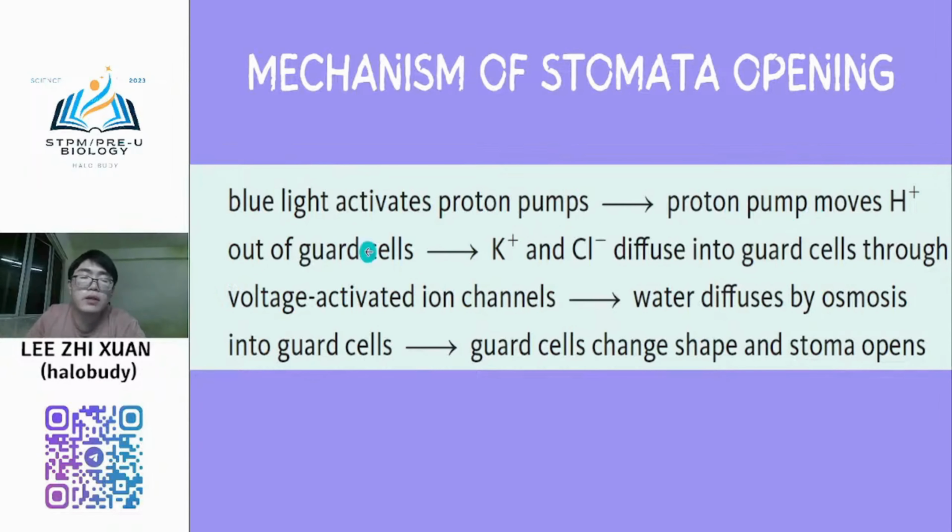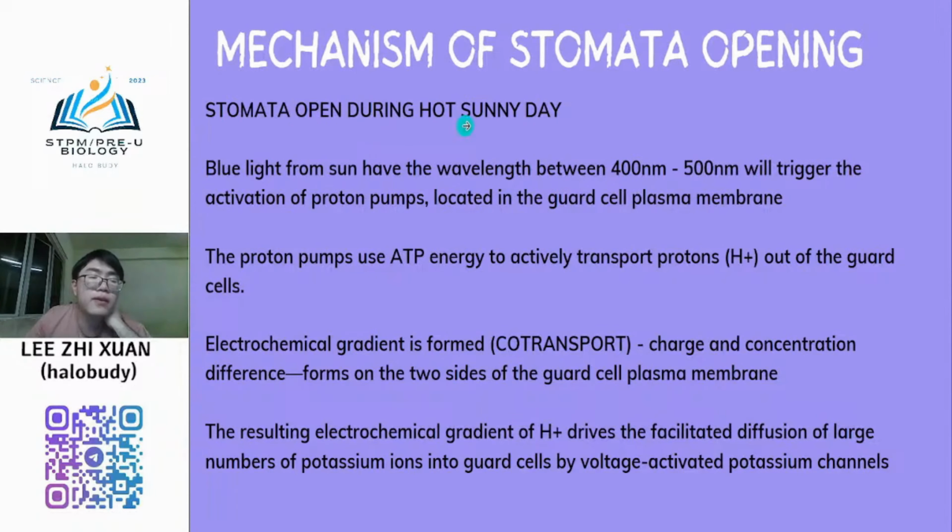We know that the stomata open during a hot sunny day, right? When blue light from the sun, with a wavelength between 400 nanometers and 500 nanometers, triggers the activation of the proton pump, the hydrogen ions inside the guard cell are actively transported out of the guard cell. This creates the electrochemical gradient, which is one type of core transport.